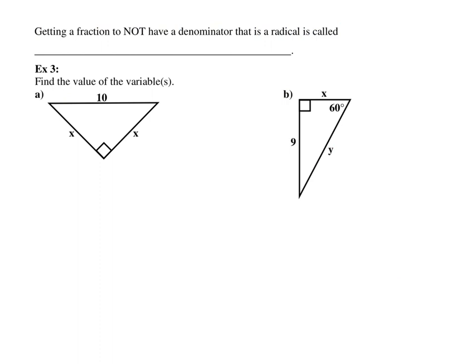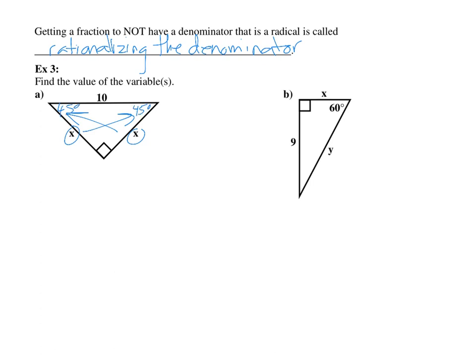Getting a fraction to not have a denominator that is a radical is called rationalizing the denominator. What is this? We're going to see what this is in the following examples. Find the value of the variables. Here I have both of these sides are the same, so that means the angles across are the same, so they're both going to be 45.